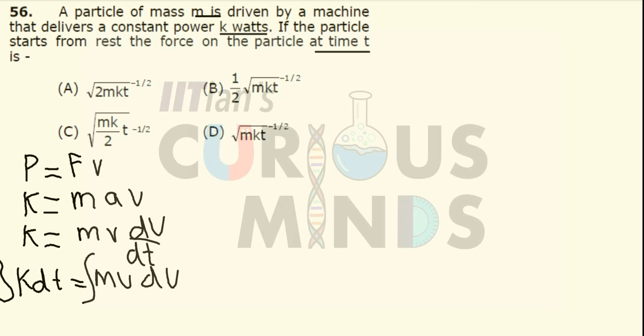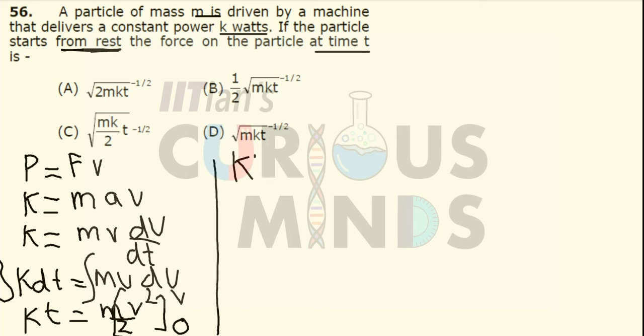on the left hand side, understand that the power remains constant. So it will be equal to K into T, which will be equal to mv square divided by 2. Now the limits over here of v square are 0 to v because the particle starts from rest. So basically I can say that kt will be equal to half mv square.